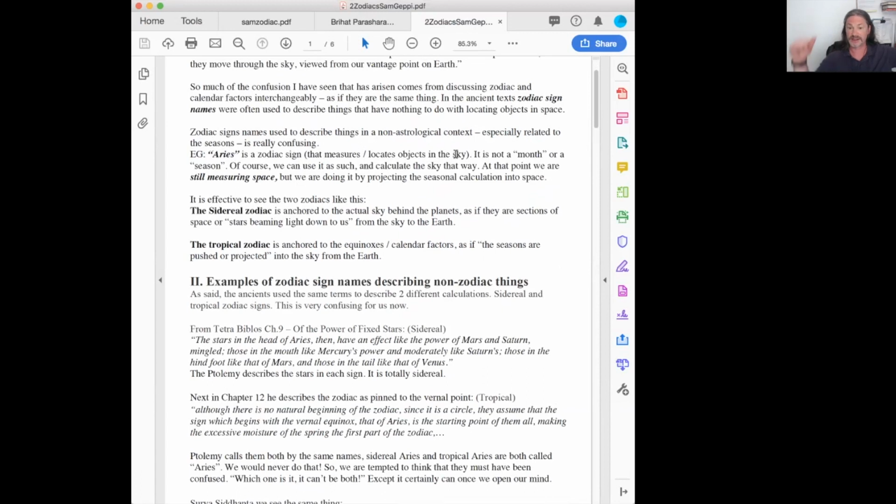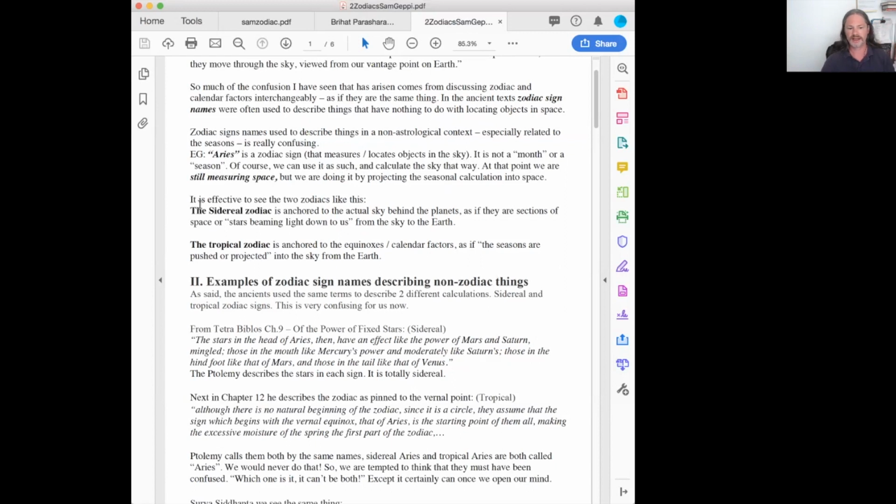That's what Aries is astrologically. It's not a month. It's not a season. That's not what it is astrologically. Of course, we can use it as such and calculate the sky that way if we want, but at that point, we're still measuring the space, but we're doing it by projecting the seasonal calculation into space.